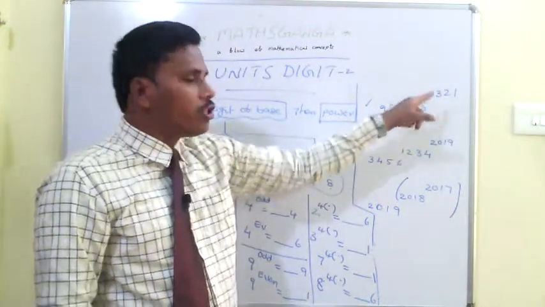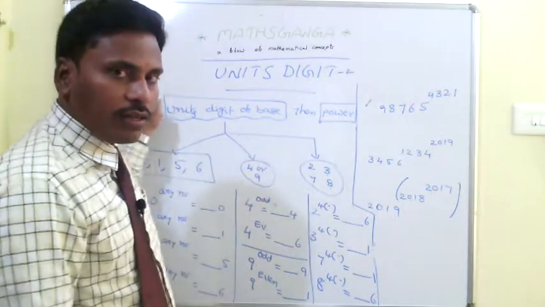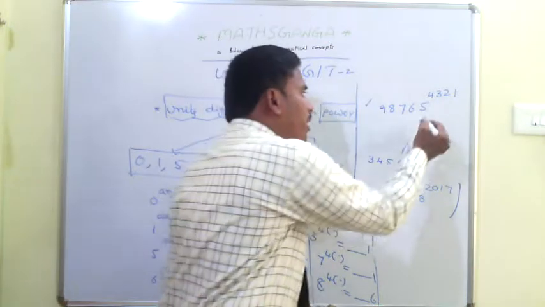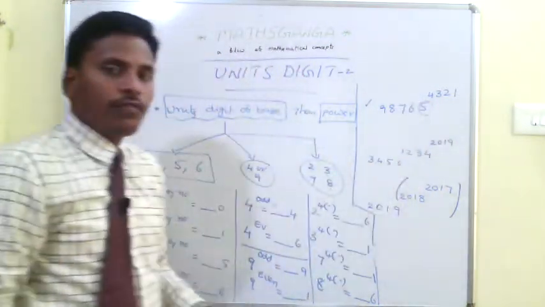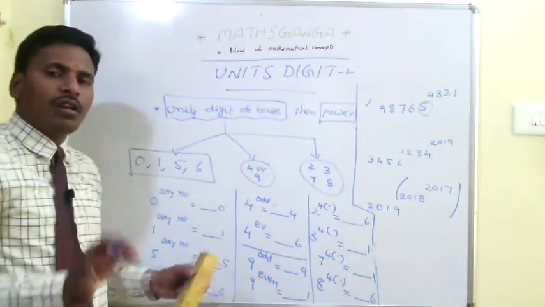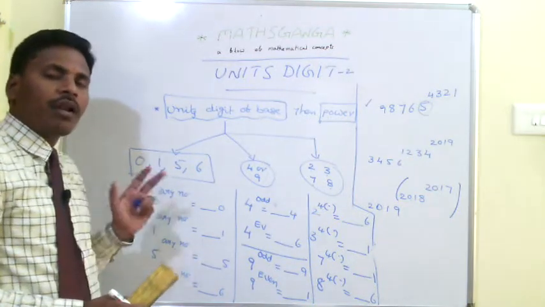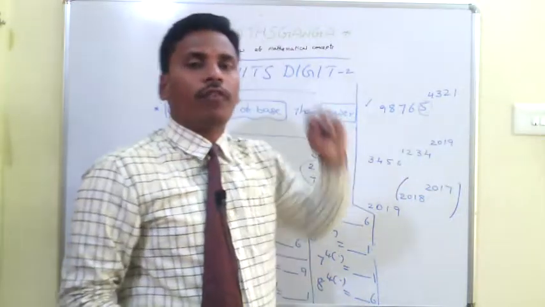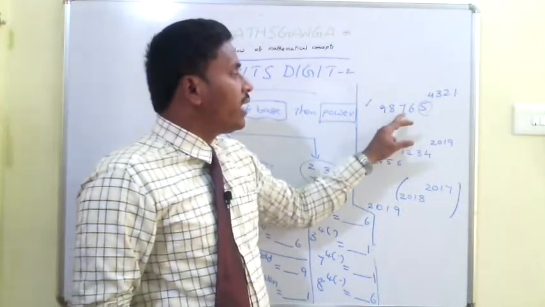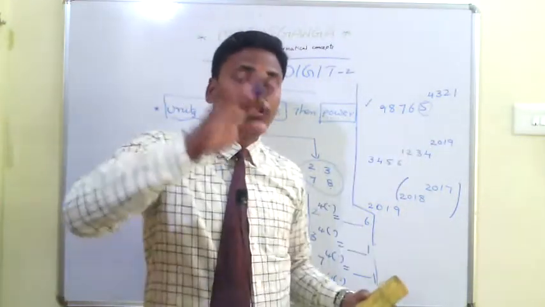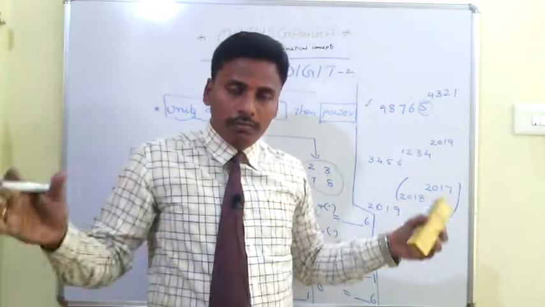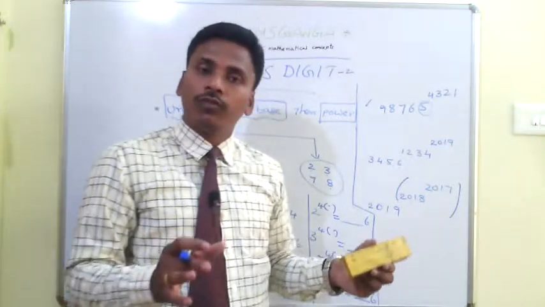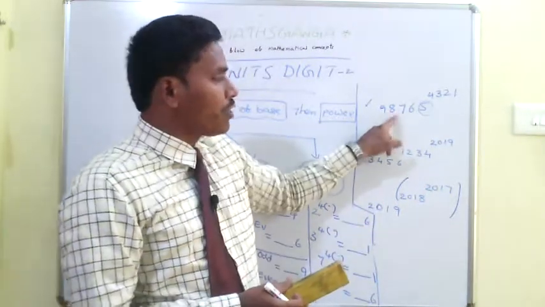So to find the unit digit of this number, first step is what? We need to concentrate on the unit digit of the base. What is the unit digit of the base? 5. Since the unit digit of the base is 5, no need to concentrate on the power. 5 power any number ends with 5 only. So the unit digit of this number always ends with 5. If you multiply this 98,765 for 4,321 times, you will get a larger number. Surely that number ends with 5 because 5 power any number ends with 5. Okay, so unit digit of this number is 5.